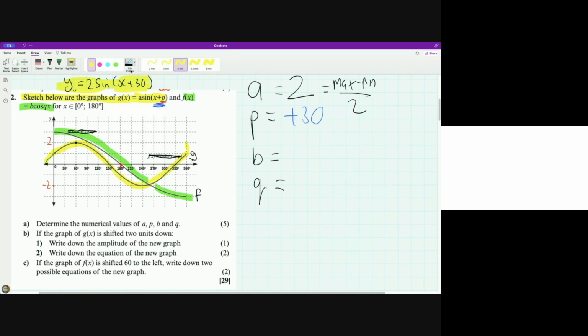What is b? So I'm looking at the green graph. What changes are there? Amplitude and period. So how did we work out the amplitude before? We said the biggest value, so max minus min divided by 2. So what's the biggest? 3 minus -3 over 2, which is 6 over 2, which is 3. And I can see the shape has not reflected, so it must be a positive number. So it is going to be 3.